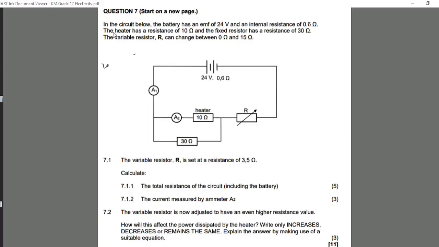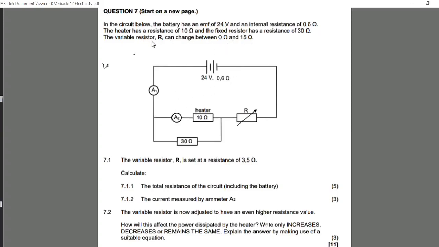We have a question here, question 7. It says in the circuit below, the battery has an EMF of 24 volts and an internal resistance of 0.6 ohms. The heater has a resistance of 10 ohms and the fixed resistor has a resistance of 30 ohms. The variable resistor R can change between 0 ohm and 15 ohms, right?